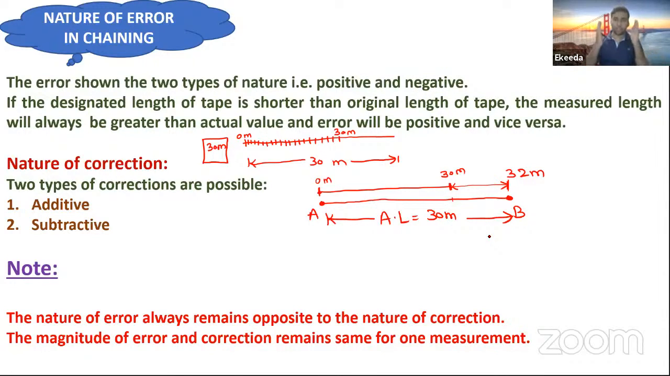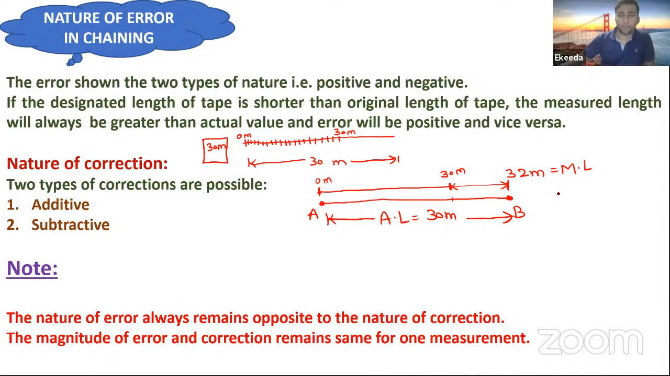If we are using a small tape or a shrunk tape, then it will measure from this point to this point, it is 30 meter because the length of the tape is short. Now this distance needs to be measured, so we measured this distance also with the help of this tape. Suppose this distance comes out as 2 meter, so total distance between A and B will be equal to 32 meter, that is the measured length.